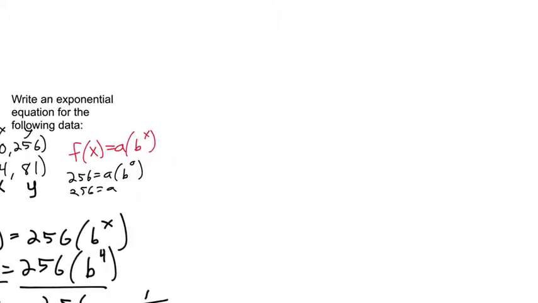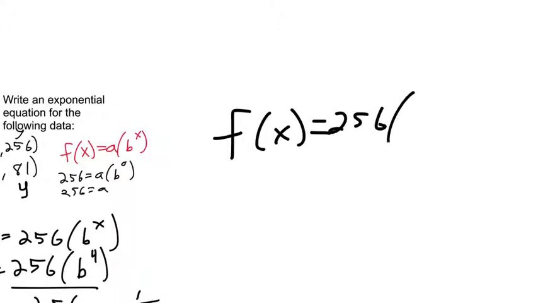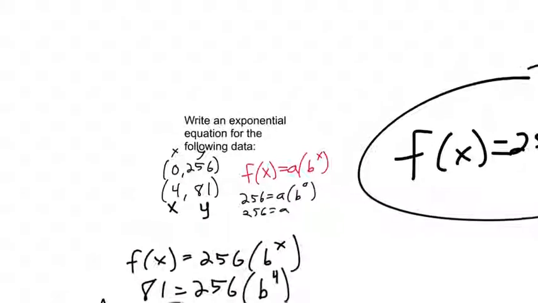So our final answer for this exponential equation: the f of x needs to be there, because that's the dependent variable. That's equal to 256, and we found 0.75 for b, so how about 3/4? Teachers like fractions. And it's to the x power because it's an exponential relationship. That's the exponential equation for this data.